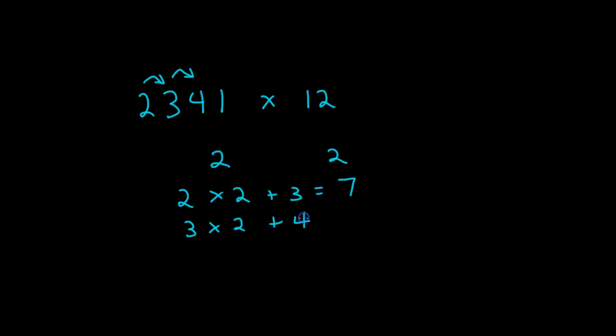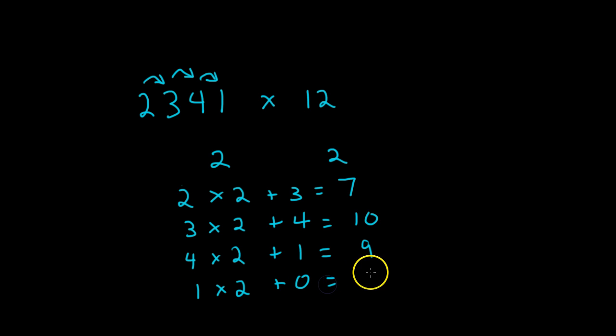All right, now this could create a problem here because here we have 3 times 2, which is 6, plus 4, and that's going to give us a double digit, and we'll have to deal with that. And then we take the next number, 4, times 2, and then we're going to add the next number, which is 1, and that's going to give us 9. And then finally, the last number is 1 times 2. There's nothing to add, and so we have 2.